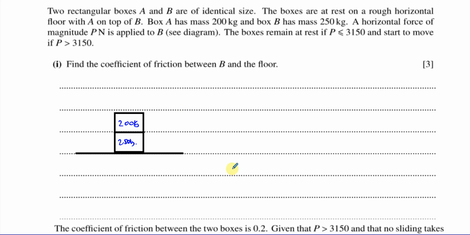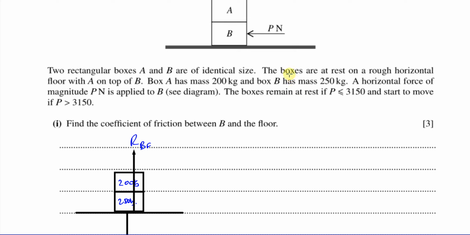The weight of the whole thing is 450 g, acting vertically downwards. Then you have the reaction force on B from the floor. And you have this force P, which is pushing the boxes in this direction. So I'm going to draw it on this side, no problem. It's the same thing. So that's P in this direction.